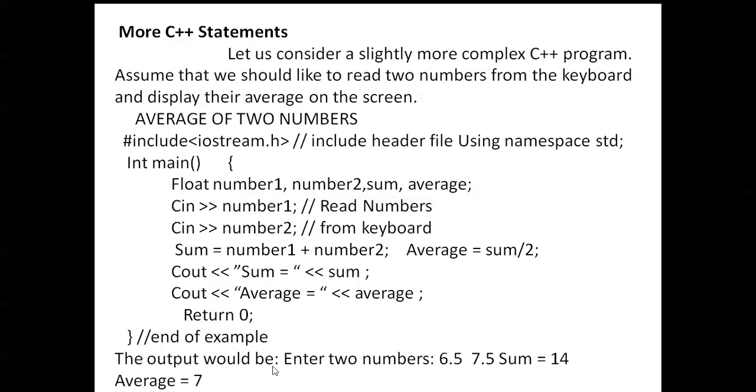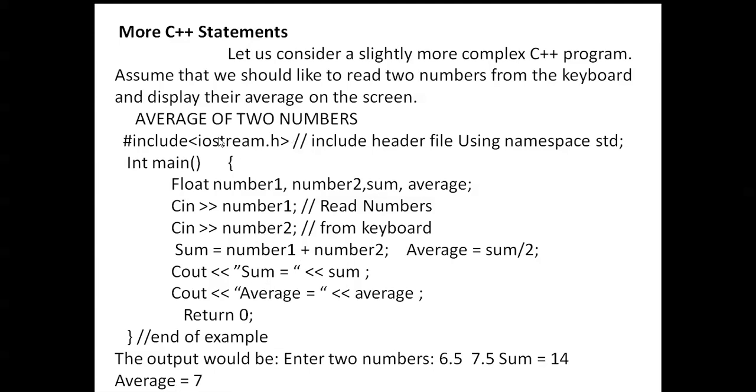Okay, in the output you can see: enter two numbers. Those are floating point numbers, so you can only enter floating point numbers. 6.5 and 7.5 are both floating point numbers. Then after that, what is the sum? Adding both gives 14, and then the average is 7.